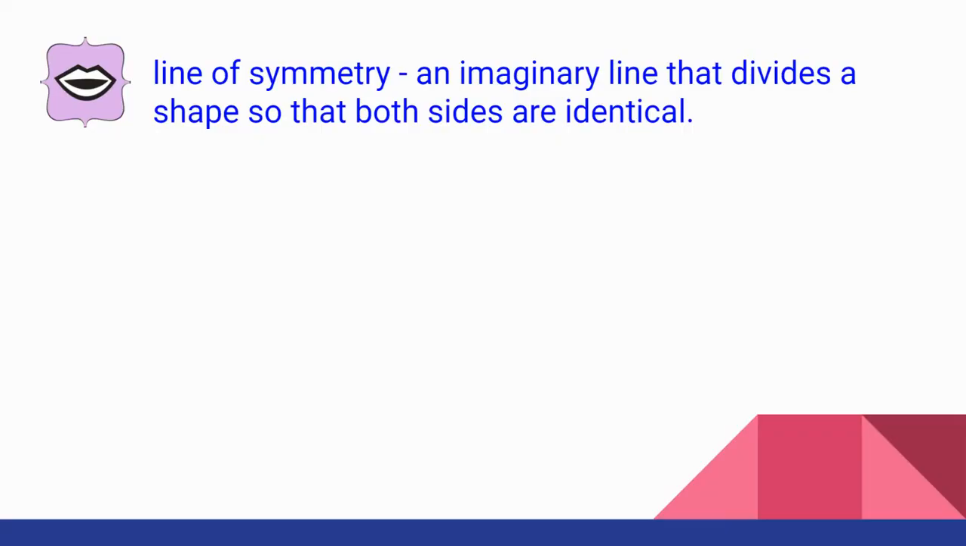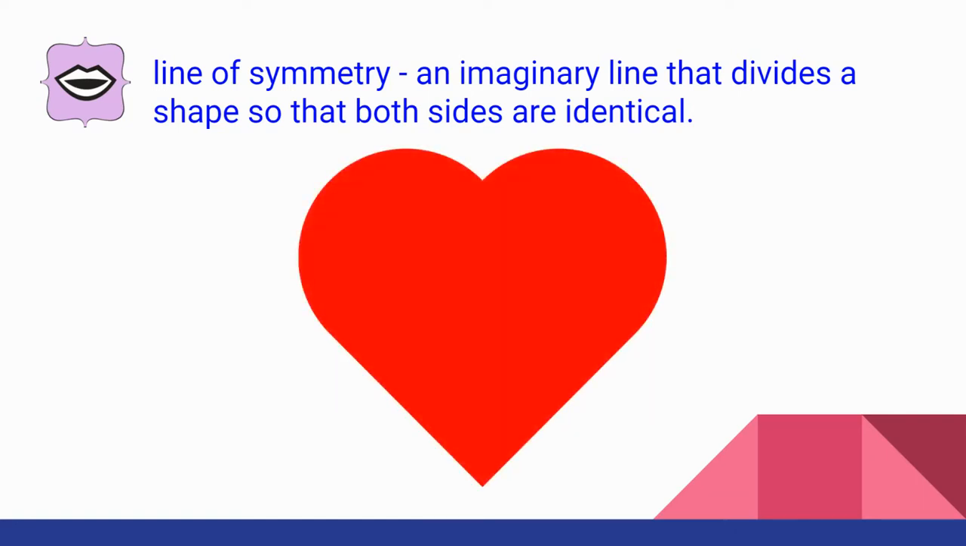So when we draw a line of symmetry or think about a line of symmetry, it is an imaginary line that divides a shape so that both sides are identical. As in the objective, we will be talking about two-dimensional shapes. Those are flat shapes. So here's one flat two-dimensional shape, and let's think of its line of symmetry, an imaginary line that divides this shape so that both sides are identical. And we can draw one of those right down the middle.